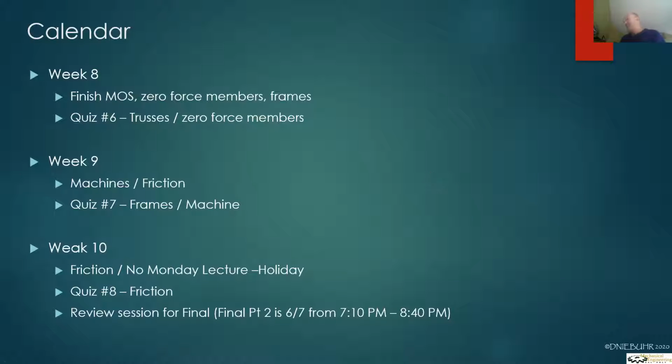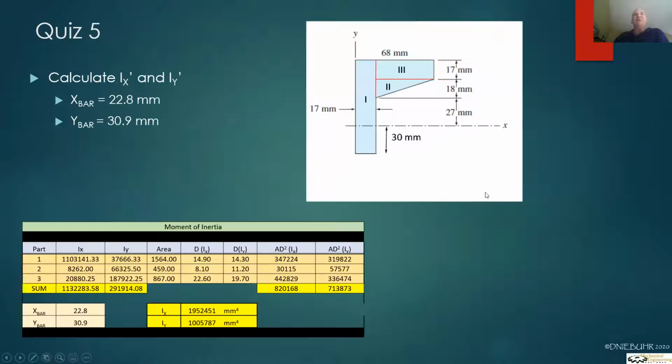The final will be, as I was saying, an asynchronous part that you can take anytime between 8 and 6. Then the synchronous part will be live with me from 7 to 8:40, and you'll tune into Zoom and take that part. I think that's a little better than the past when we've had one big long final for 3 hours. But that's the plan, almost to the end here.